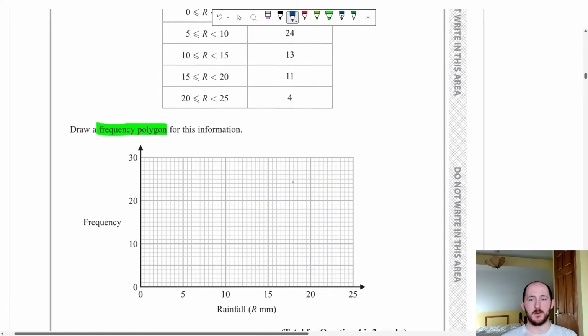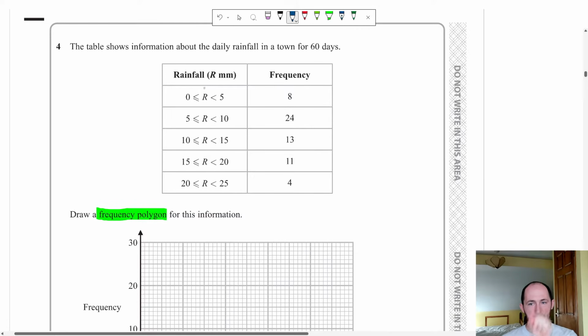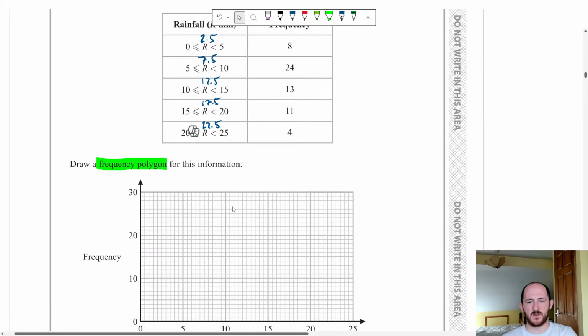So, what do we do? A frequency polygon is where you plot the midpoints of the classes. So that would be 2.5, 7.5, 12.5, 17.5, and 22.5, and the frequency. That's it. That's literally it. What some people do is they plot the highest value, so 5, 10, 15, 20, and they just do the cumulative frequency, or they draw a histogram. So that's the mistake people make. It's not exactly difficult, just people forget what to do.